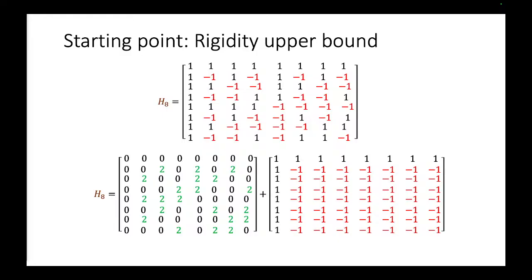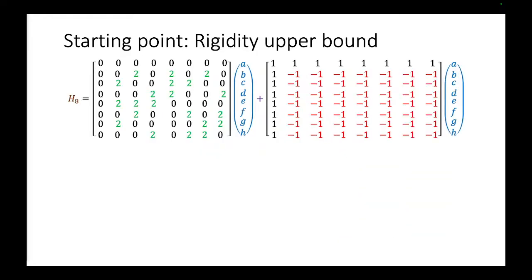But basically the exact same thing we were doing before. And the intuition, like we've been talking about, is that a rigidity upper bound like this very naturally leads to an algorithm for doing a matrix vector multiplication. So let's say I wanted to multiply H8 times a vector, whose entries I'm going to call a, b, c, d, e, f, g, and h.